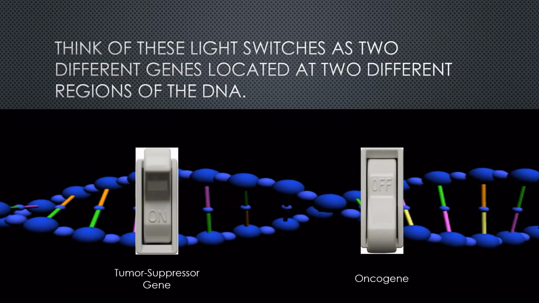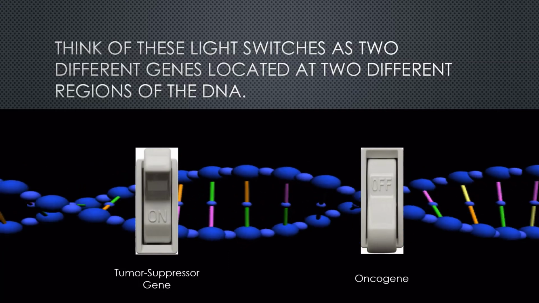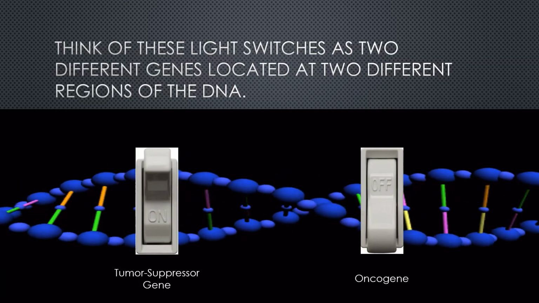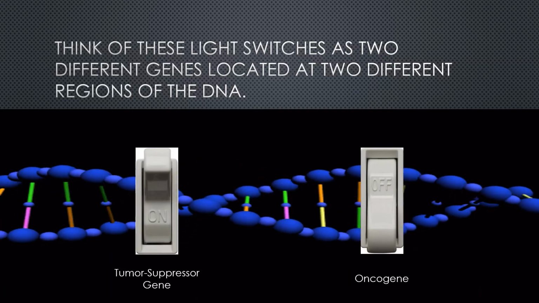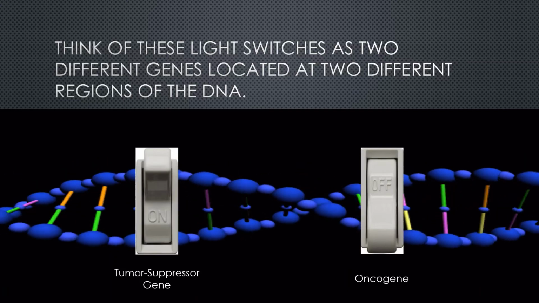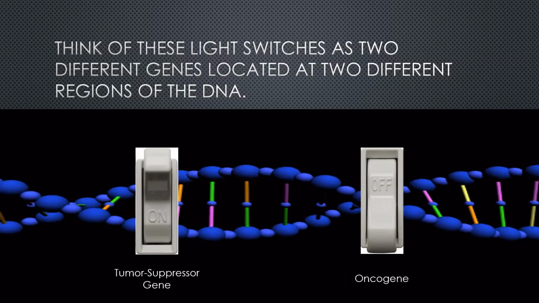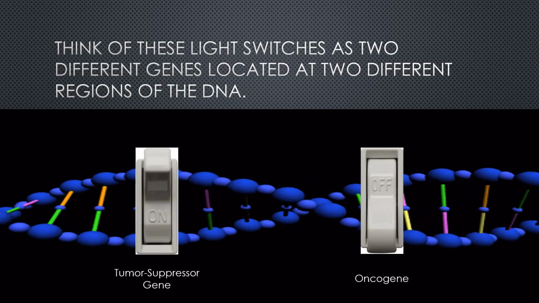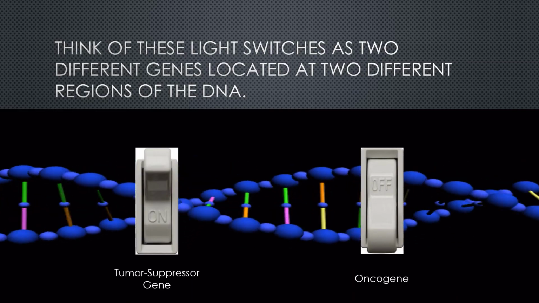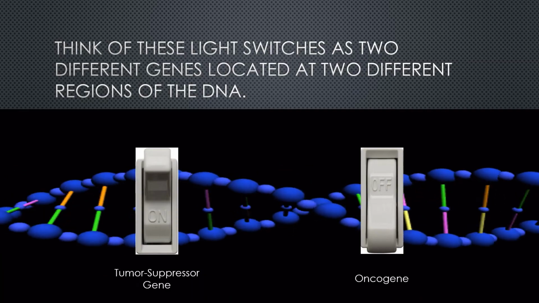Okay, so how I learned about these two genes was through an analogy from light switches, so I will express the same analogy to you watching. Think of these light switches as two different genes located at two different regions of the DNA. So we know the oncogene is one gene and the tumor suppressor gene is another gene. So again, there are two different parts of the DNA.